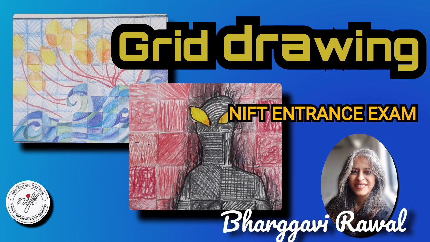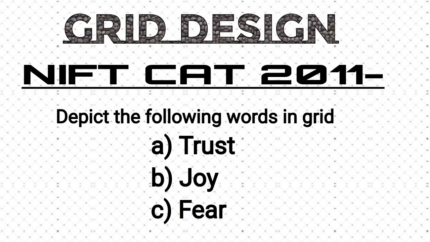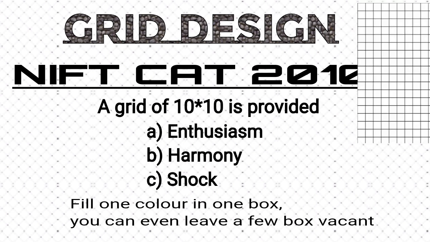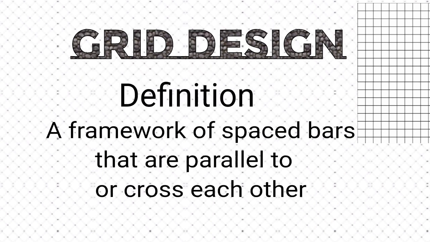Now if you are appearing for NIFT, you have to give your entrance exam and you have to appear for the CAT exam. There are chances that they ask you a grid question. Say for example, in 2011 they asked a grid question wherein you had to depict words like joy, trust, fear in a grid. Similarly, we had a question in 2010 also. They had provided a grid of 10 by 10 and you had to show, using colors, enthusiasm, harmony, shock.